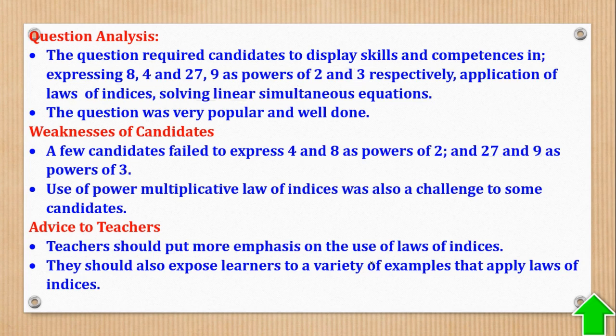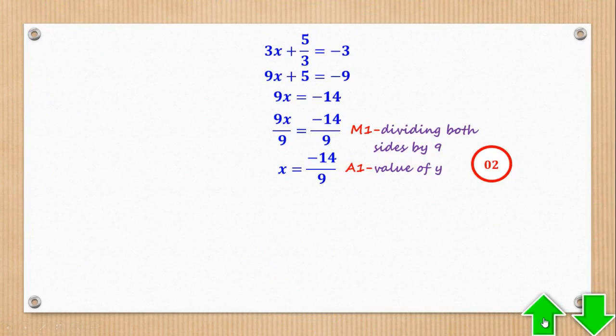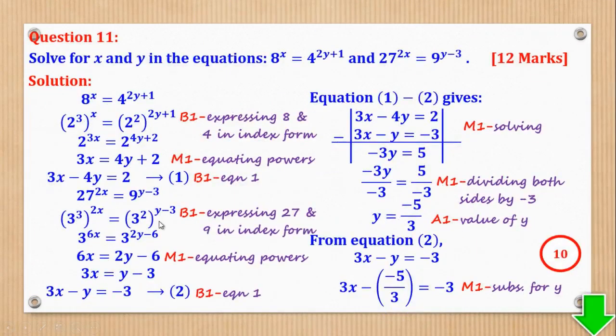Power multiplicative law is this one, so the word shouldn't disturb you. It is this part we saw here, that this and this are both powers, so we multiply. This and this are both powers, so we multiply. That's what they mean.